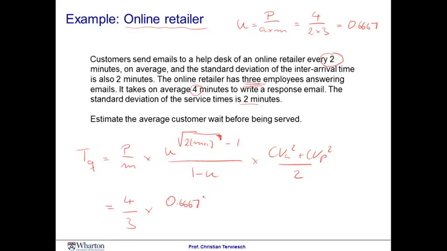And again, here's where things get ugly with the exponent. So we have here the square root of (m plus 1) is 3 plus 1 is 4, times 2 is 8, square root of 8, minus 1, divided by 0.3333, times the CVA squared, that is 1 squared, plus the CVP, that is the standard deviation of the service time, 2 minutes divided by the average 4 minutes. So that is 0.5 squared, divided by 2. That's all there is to it. When I plug this into my calculator, I see an expected wait time in the queue of 1.19 minutes.